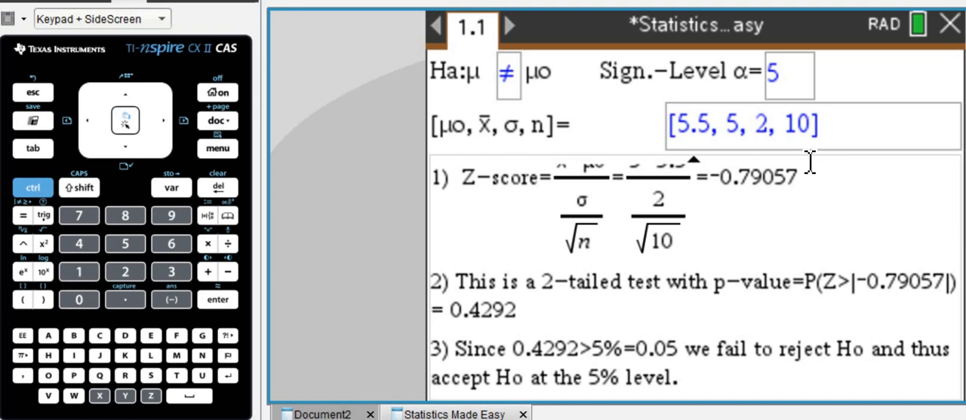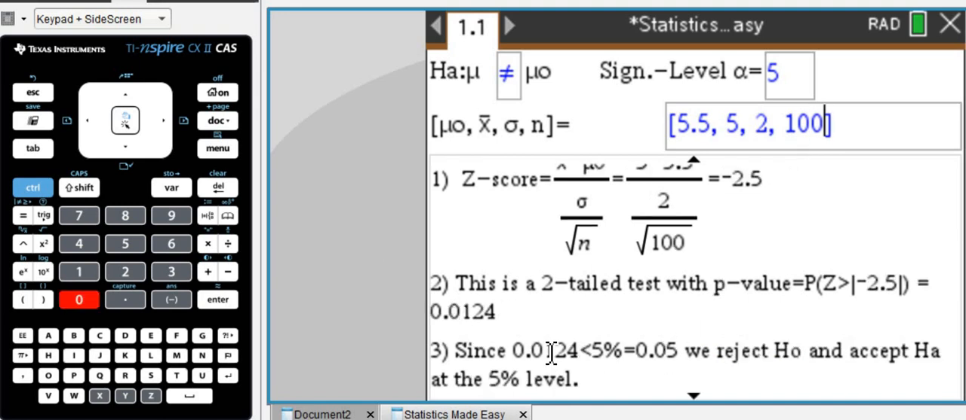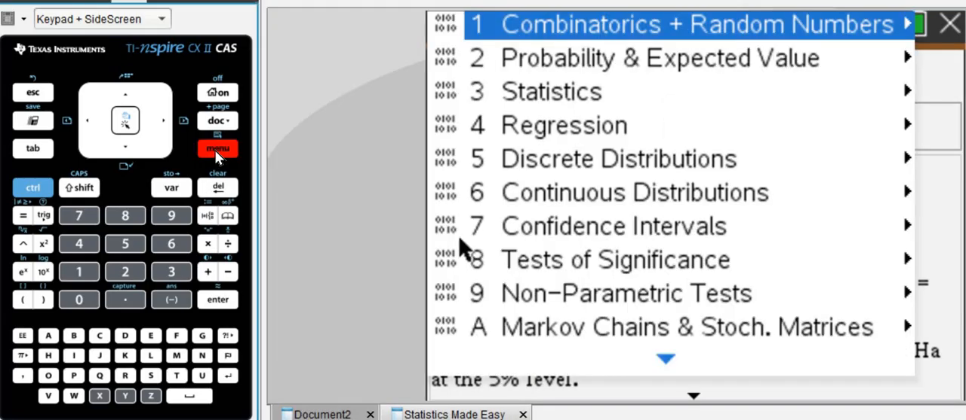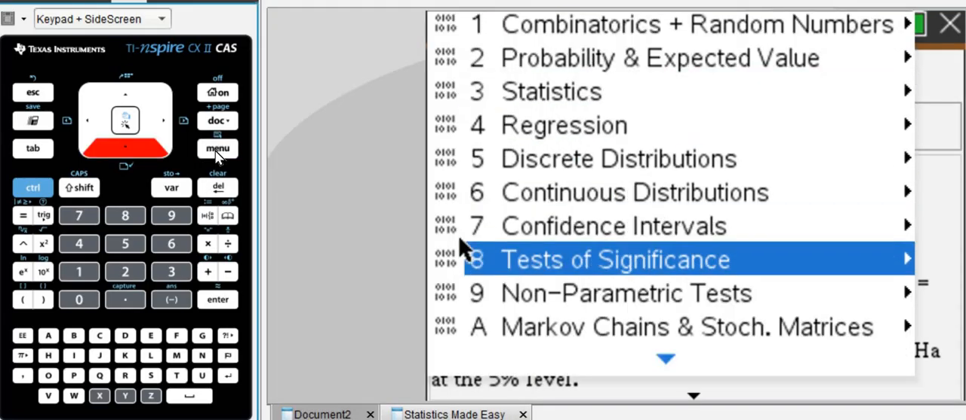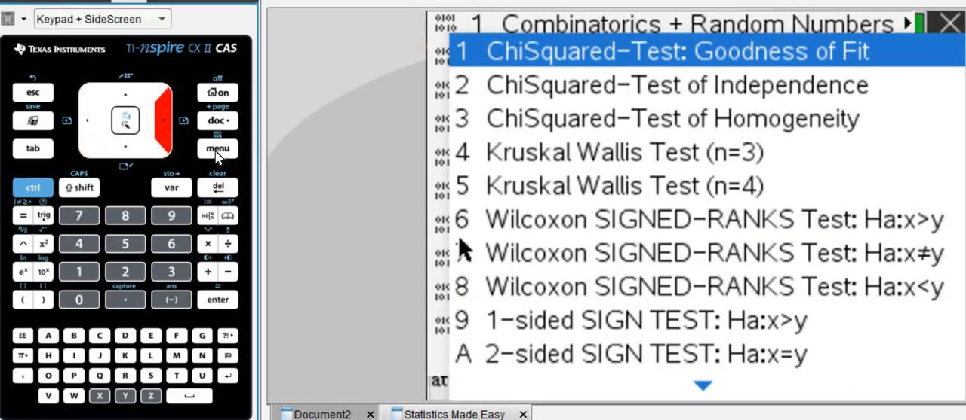Let's say we have not 10 but 100, and you see the difference of having a large sample of 100 versus 10, with the same mean value, etc. We are now in a position to reject H0 and accept HA, only because our sample size was larger. Moving right along, we did the test of significance.